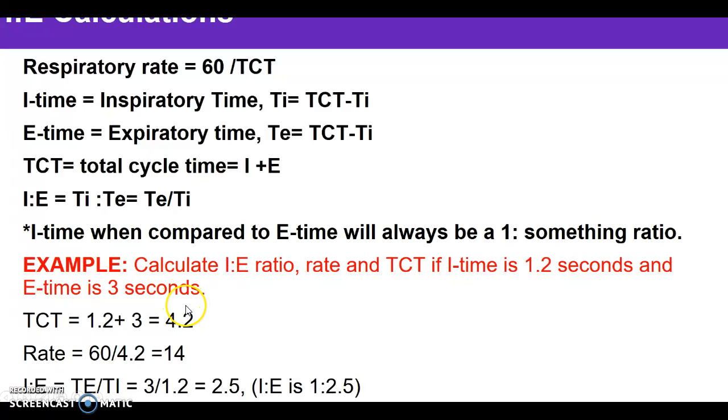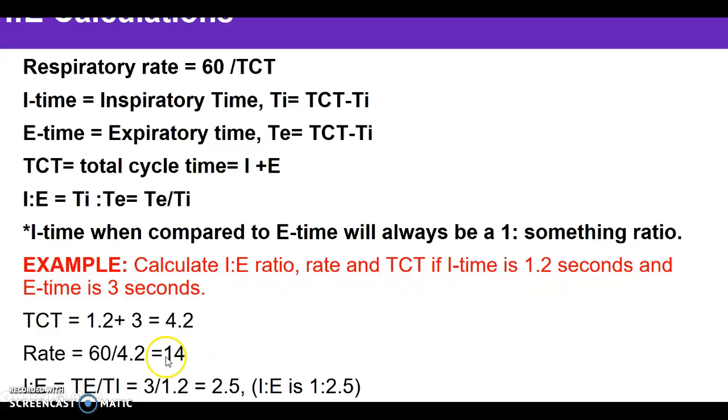Now, we can figure out our total respiratory rate if we know that the total cycle time is 4.2. Look at our formula above. Respiratory rate is 60, because there's 60 seconds within a minute, and we're going to divide that 1 minute time by the total cycle time per breath. So how many of these can we get in a minute? So 60 divided by 4.2, we are breathing 14 of those every minute. So our rate on the machine would be 14.